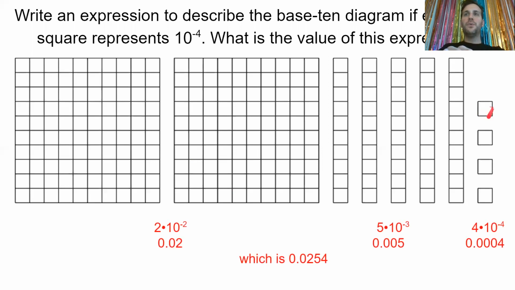So here you have 4 copies of 10,000ths. So this would be 4/10,000ths. Then you have 50 copies of it. So this would be 50/10,000ths, which is the same thing as 5,000ths. And then here you have 200 copies of 10,000th, which is the same as 200ths. And so overall, this diagram would represent 254 10,000ths, or 0.0254.